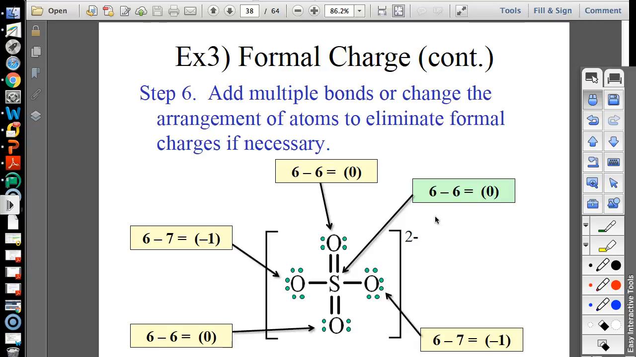Don't stress about this. Don't worry about doing this on your own. But if you were taking the AP exam and they gave you both pictures, could you pick the one with the best formal charges? Yeah, even though this looks weird, it's right. So this is the right sulfate, but don't worry about that, except for the formal charge reasoning.